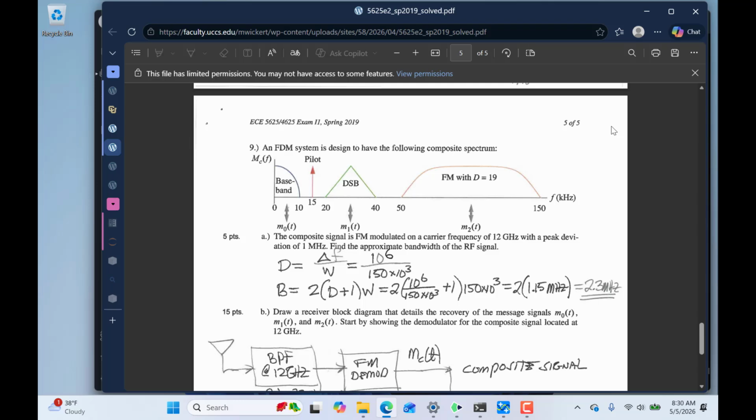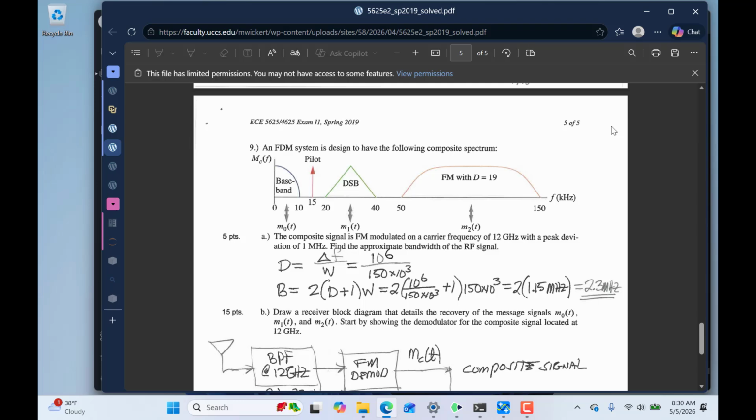This is an example from Exam 2, Spring 2019, and it's representative of the type of thing that could be on the final in this area. So here I'm just saying, here's the layout of the FDM system. It's going to put it up at 12 gigahertz. So I'm just pretending this is a radio relay link at 12 gigahertz. It's going to FM modulate the carrier at 12 gigahertz. Peak deviation of 1 megahertz.